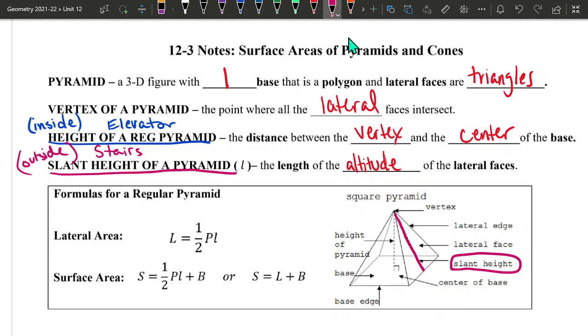So your formulas for the regular pyramid is the lateral area, L or LA. That's the way I did it in the last notes. So L equals half of the perimeter times the slant height. So here P is the perimeter of the base.